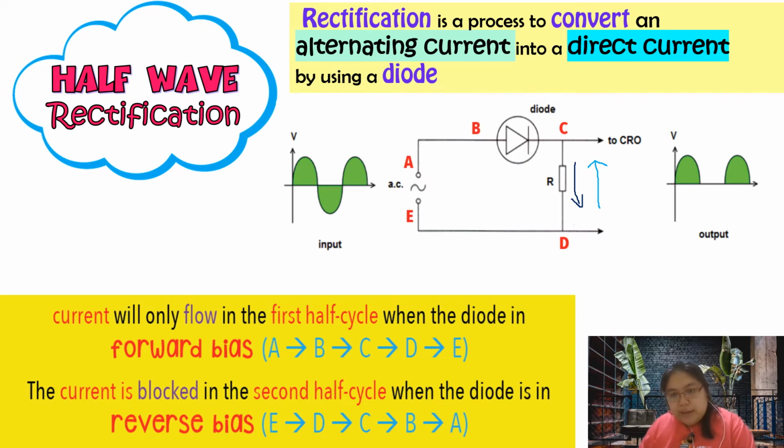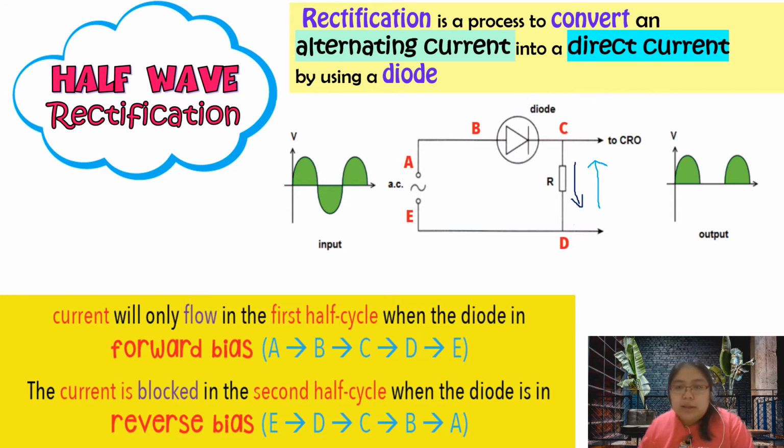Now in the diode, this part is the cathode. The cathode is negative. That means the positive cannot go through the negative. So now the diode is blocking the current, because the diode only lets the current flow in one direction. From this situation, we find that the second half cycle is not successful.